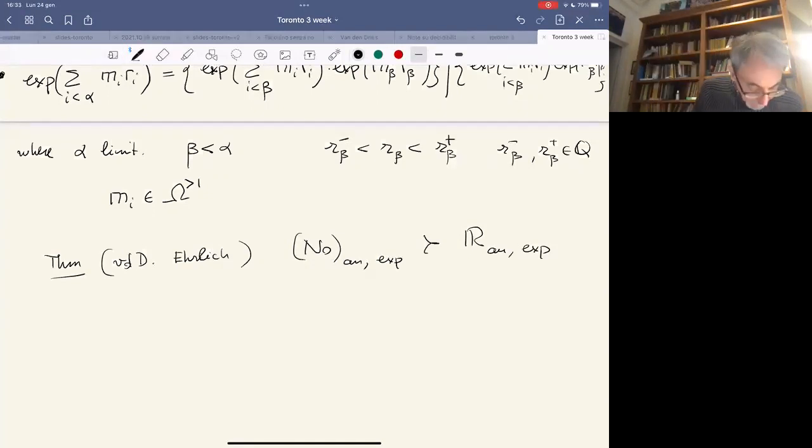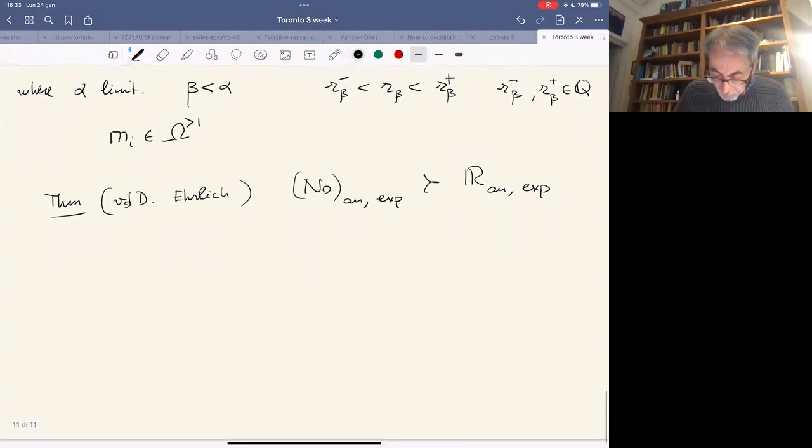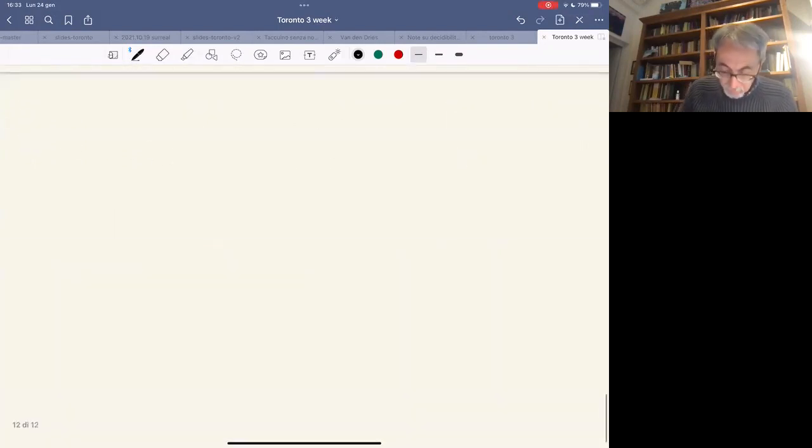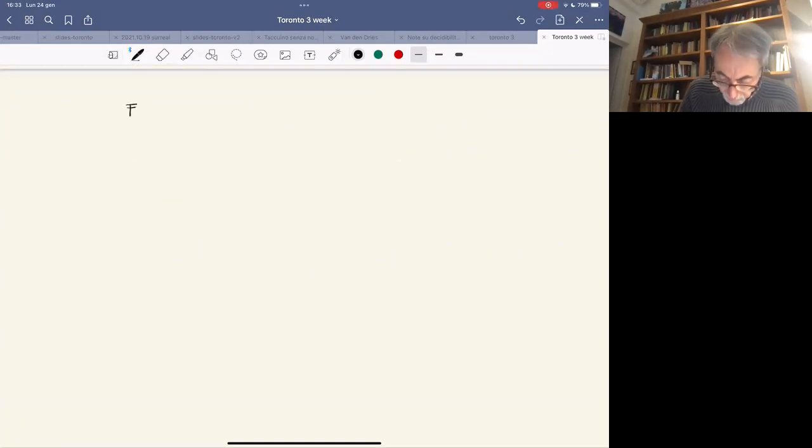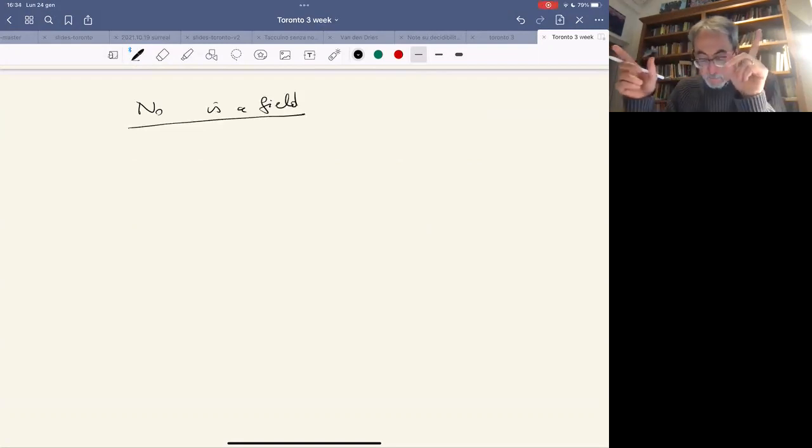Okay. Forgot to say something. What I forgot to say is that the surreals is a field. We have defined plus and times, and it's easy to see that it's a ring, but we want to prove that the inverse exists. So how do you prove that the inverse exists? In the following way.